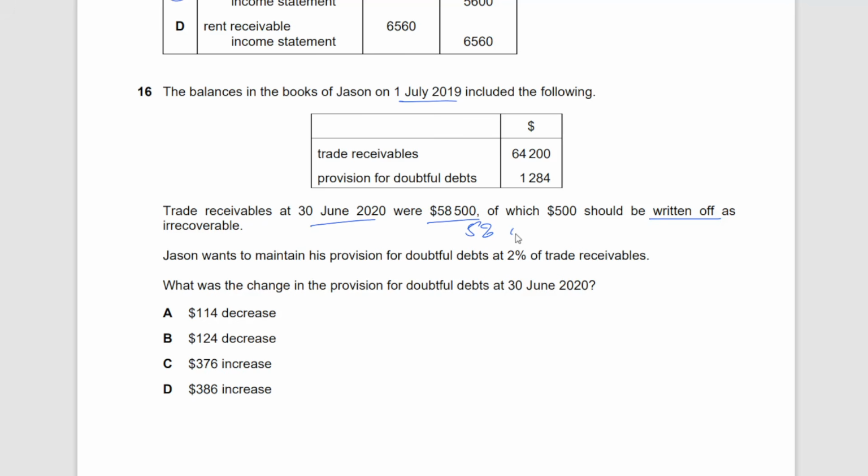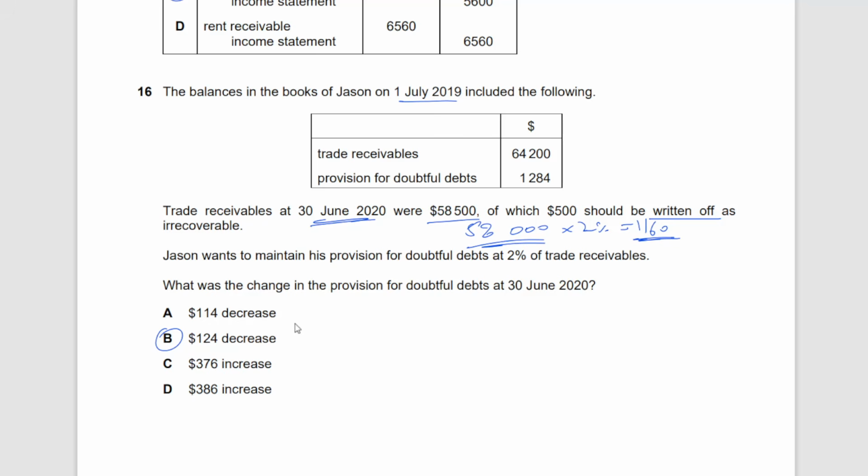It's going to be 58,000, right? That is your new trade receivables. Take 2% of that. Let's see. 58,000 times 2% is 1,160. And it seems that at the end of the year it is lesser than the beginning of the year, right? So it has fallen. What is the difference? 1,284 minus 1,160, that's 124. So the provision decreased by 124.